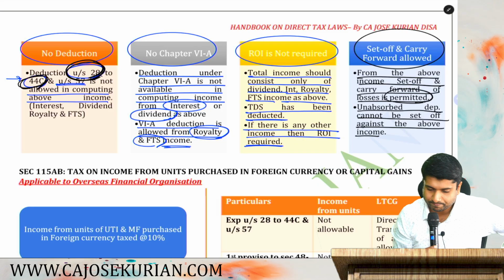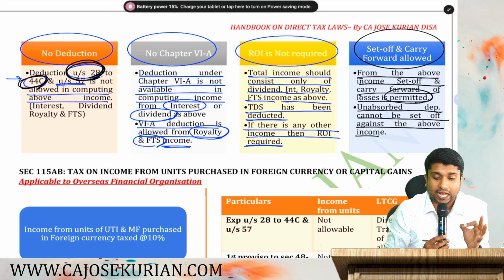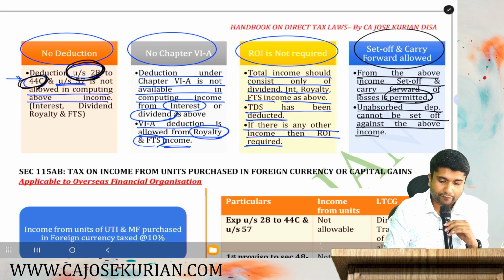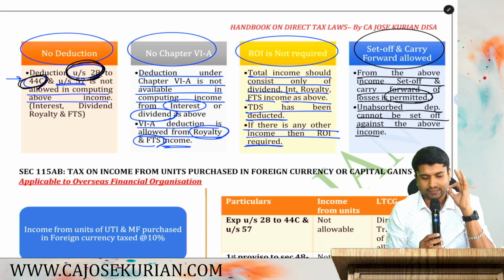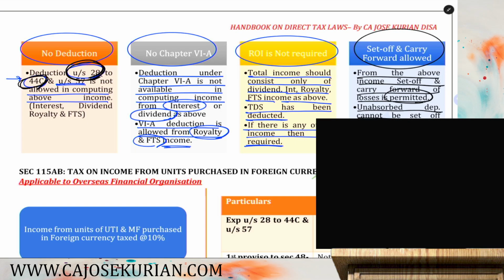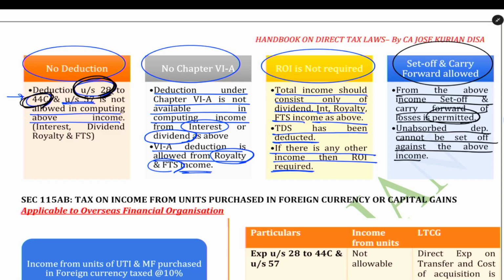Are you with me? So these are the conditions for section 115A. I hope this much is clear for you. Are you all listening? Have you understood what I said? Superb. So these are the deductions or conditions for claiming or while computing income under 115A. I hope all the conditions are clear for you. So friends, we actually have questions to solve, but this is the theory part of 115A. I hope this much is clear for you.